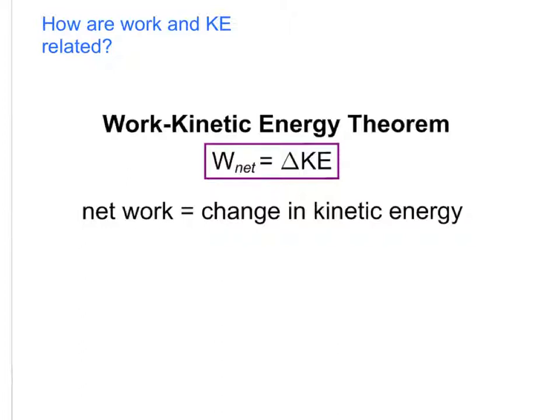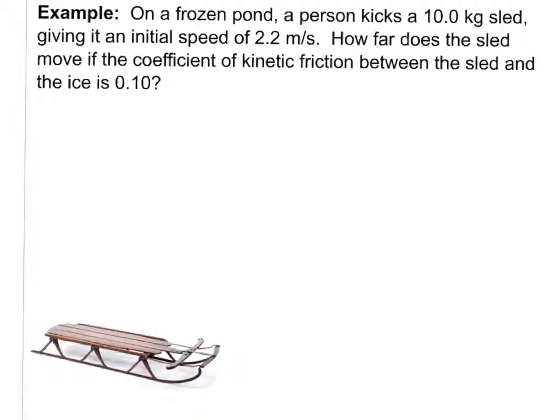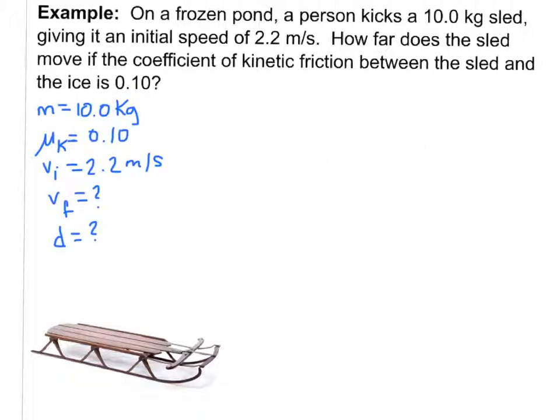So let's look at an example where we use this theorem. In our example, on a frozen pond, a person kicks a 10.0 kilogram sled, giving it an initial speed of 2.2 meters per second. How far does the sled move if the coefficient of friction between the sled and the ice is 0.10? First, let's write down everything we know. So these are some of the things we know.